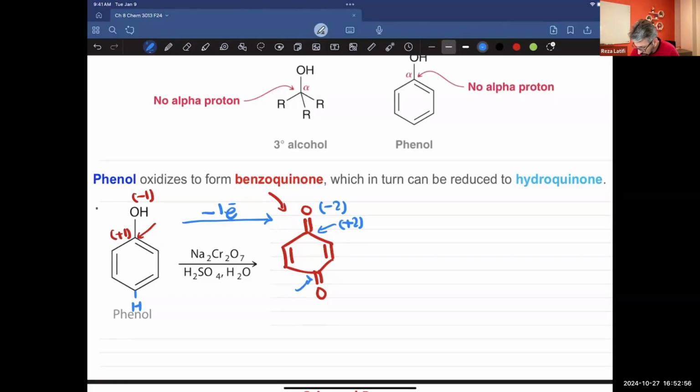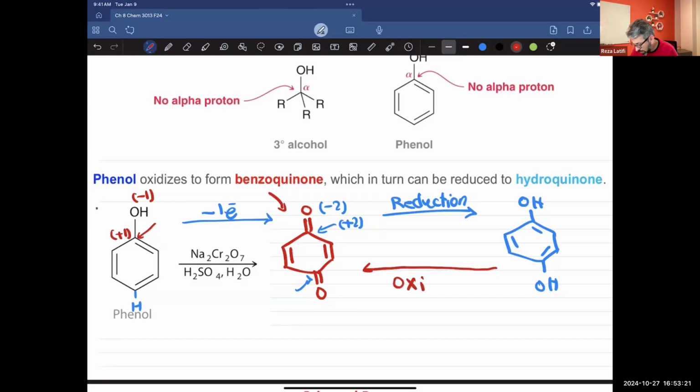Now, if you take this compound and reduce it, we will get such a thing. We get OH and OH here, and this compound will be aromatic. But if you oxidize it, you can get this one back. So benzoquinone can get reduced and turned to hydroquinone, and the hydroquinone we can oxidize and turn to benzoquinone. The nice thing with these two compounds is that we can use them as a kind of battery or source of energy.